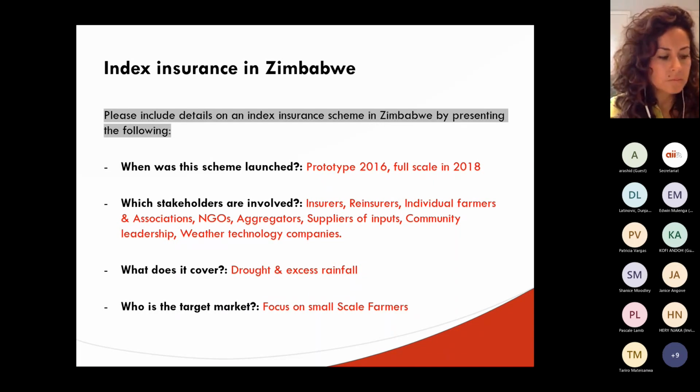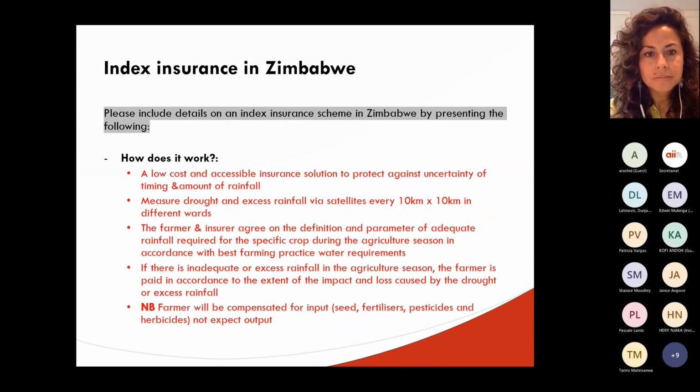The product is actually a micro insurance product, if you want to classify it, because it focuses on small scale farmers. I understand that we are trying to move away from micro insurance to inclusive insurance. Possibly I will use those words interchangeably. In terms of how the product works, it's basically a low cost and accessible insurance solution to protect against uncertainties of timing and amount of rainfall. It measures droughts and excessive rainfall via a satellite system every 10 by 10 kilometers in different wards.